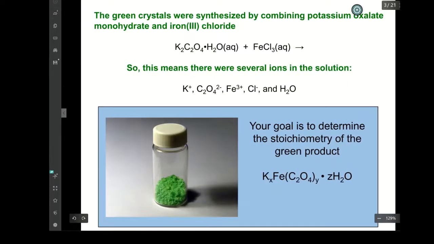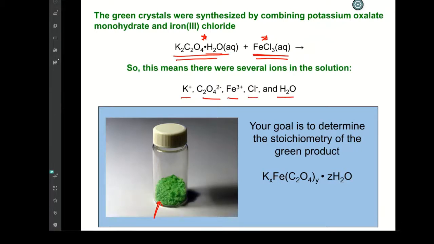Basically, these green crystals were prepared by combining potassium oxalate monohydrate, so it's got one water there, and iron(III) chloride, okay? What precipitates out is kind of like a white powder, and this is like a brownish solution. And what we get are these green crystals. That means there were several ions in solution that must have combined in some fashion to give us this solid. So when we combine these two reactants, we have potassium, oxalate, iron, chloride, and water all in solution.